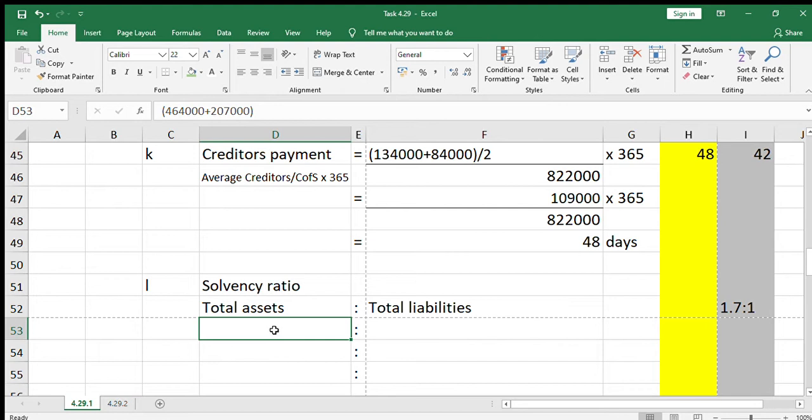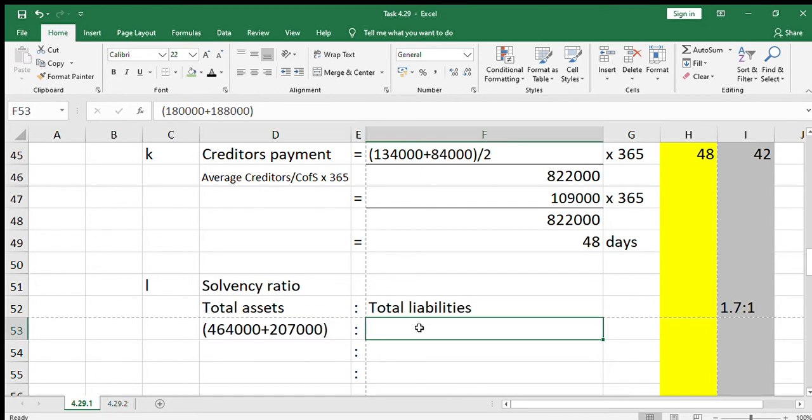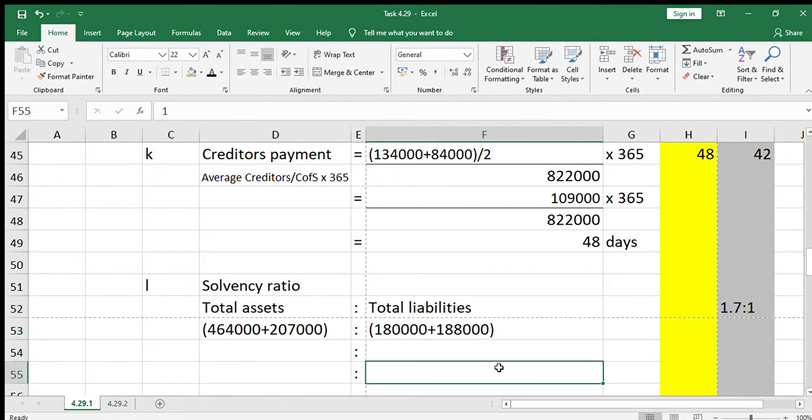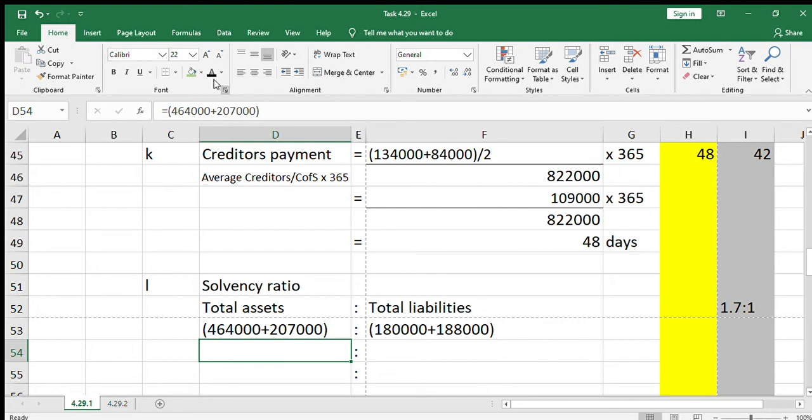So if we look at our information, we've got our fixed assets in 20.4, 464,000. That will be the non-current assets, and the current assets are 207,000. So we're just going to add them up. And then total liabilities will be non-current liabilities plus current liabilities. And that will be 180,000 non-current and 188,000 current liabilities. We then just work out the answers.